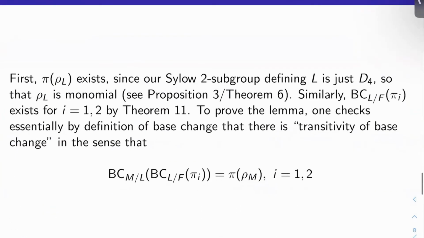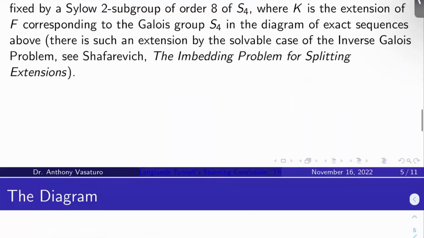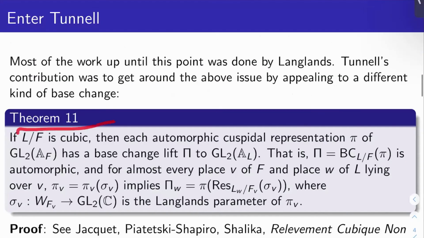Okay, how do you prove this? First of all, pi of rho sub L does exist because our Sylow 2-subgroup defining L is just D4. So rho sub L is monomial by proposition 3 in theorem 6. Okay. So similarly, the base change from F to L of pi sub i also exists for both i's, and that's just by theorem 11. That's by this octahedral base change up here, right?